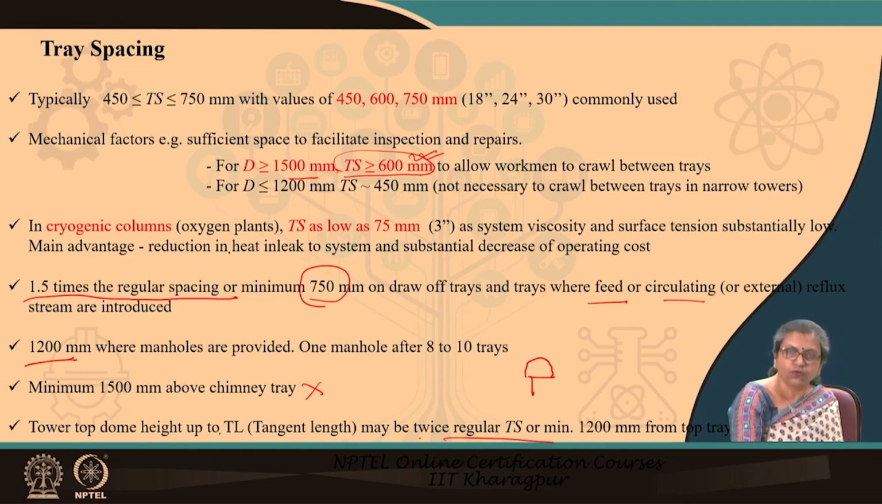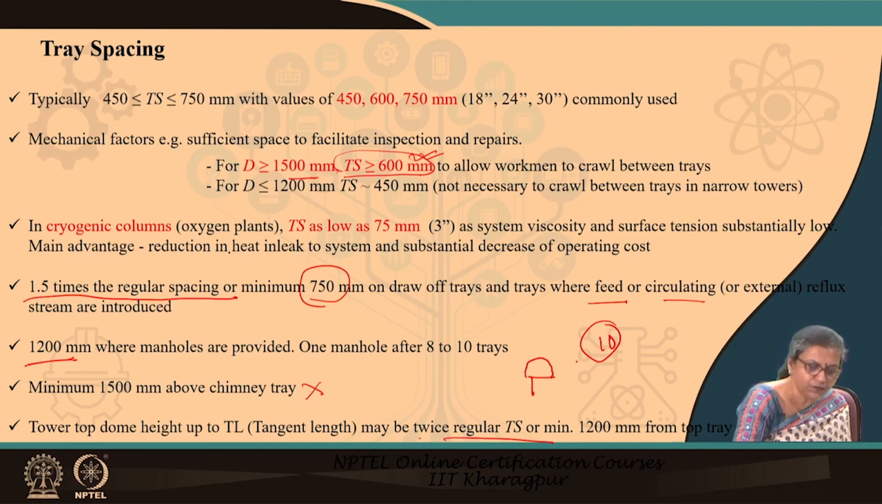For your particular column, we found out that there were 10 trays. Remember, out of these 10 trays, one goes to the reboiler. So actually in the column you have 9 trays. Among these 9 trays, one was the feed tray. So above the feed tray you need 750 millimeter spacing. Below the bottom tray, I forgot to mention, you would require around 900 millimeters of spacing. For the remaining trays you can assume 600 millimeters of spacing.